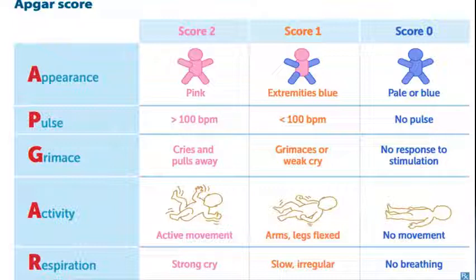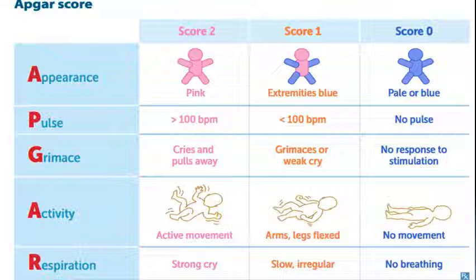And score 1 is given when all four extremities are blue in color and the pulse is less than 100 beats per minute, and if the baby's cry is very weak and only arms and legs are in a flexed position, but there is no such active movement you are witnessing, and the respiration is very slow and irregular. In that case the score will be 1 for each parameter, and the score will finally be 5.